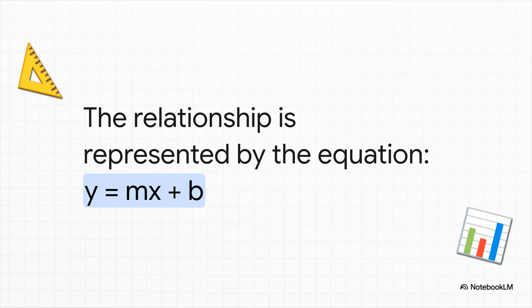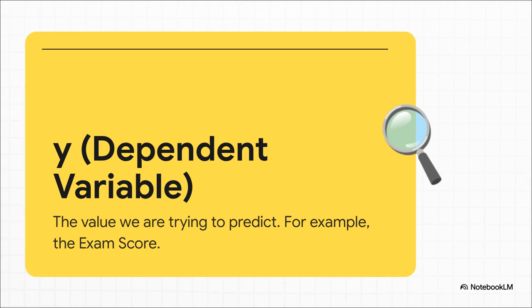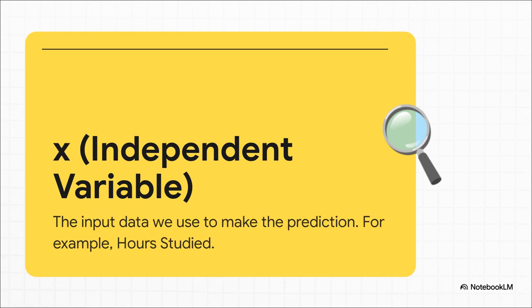Let's take a quick look at what each piece does. First, we've got y. That's the easy one. It's our goal, it's the thing we're trying to predict. In our little story, y is the student's final exam score. We call it the dependent variable because its value depends on the other stuff. So then you have x. That's our input, the independent variable. It's the piece of data we're feeding into the model to help it make a prediction. For our student, x is just the number of hours they hit the books.